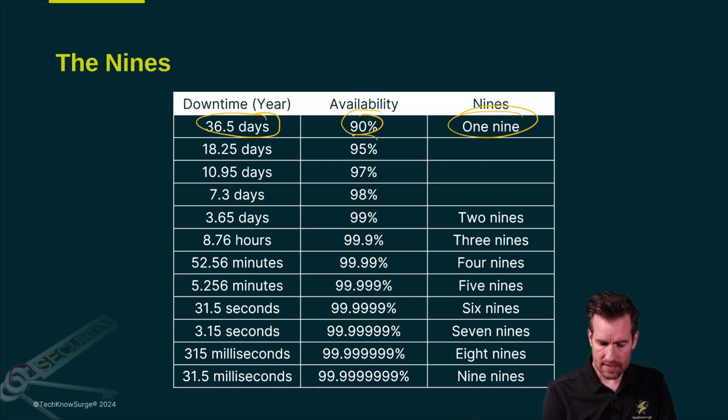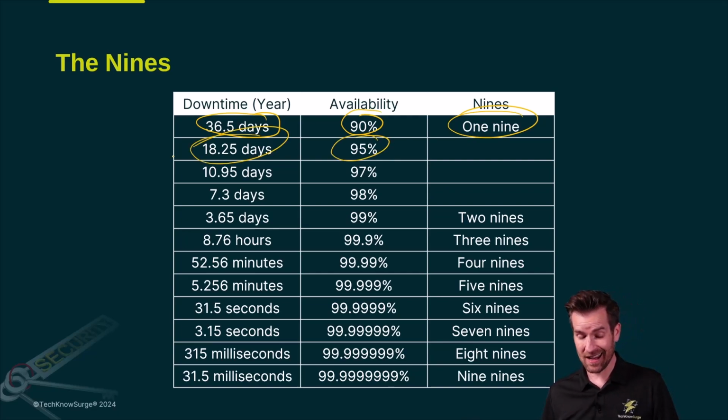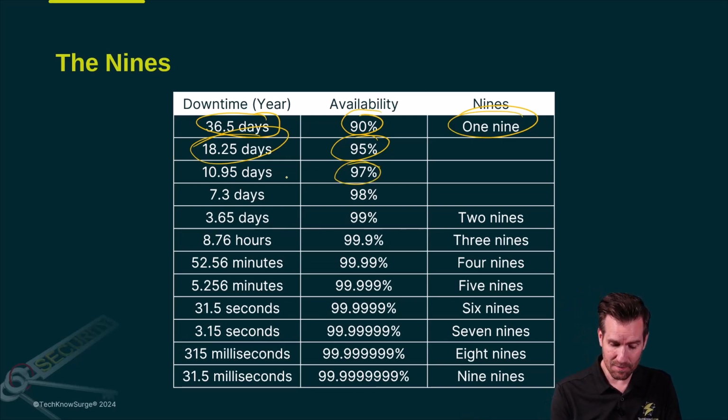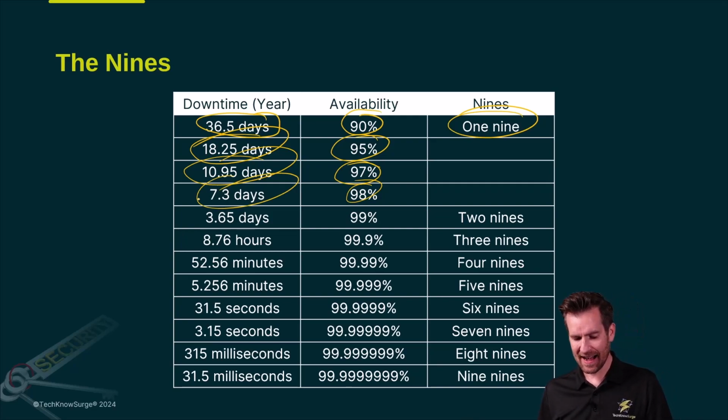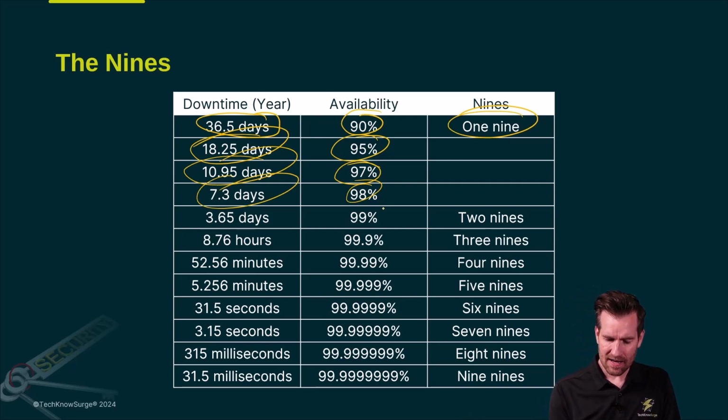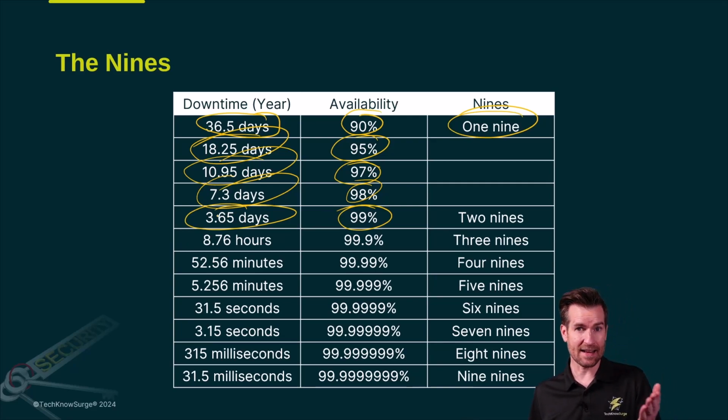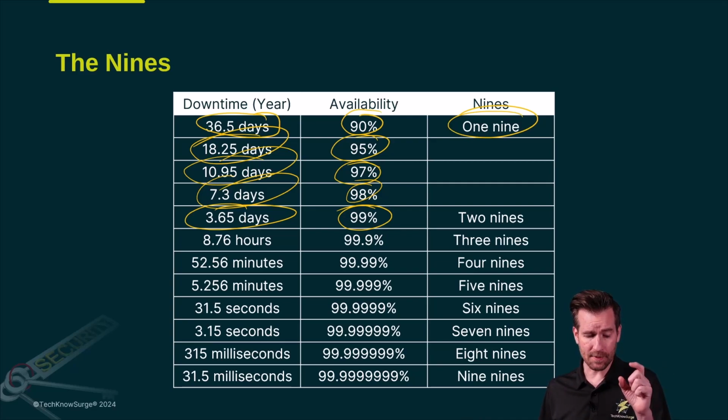We could increase it to 95%, which is still 18 days. That's a lot. 97%, which is 10 days. 98%, which is 7.5 days. These are still a lot. 99%, we start at 3 days of downtime, and this is not necessarily continuous. That would be pretty devastating, but if it was broken up a little bit, maybe that's okay. We call that 2 9's.